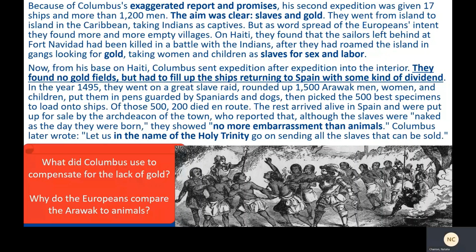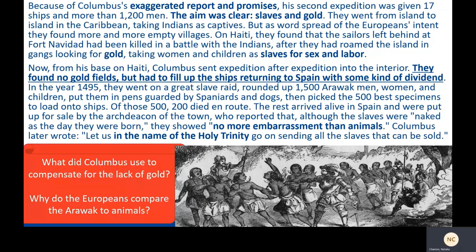In the year 1495, they went on a great slave raid, rounded up 1,500 Arawak men, women, and children, put them in pens guarded by Spaniards and dogs, then picked the 500 best specimens to load onto ships. Of those 500, 200 died en route.